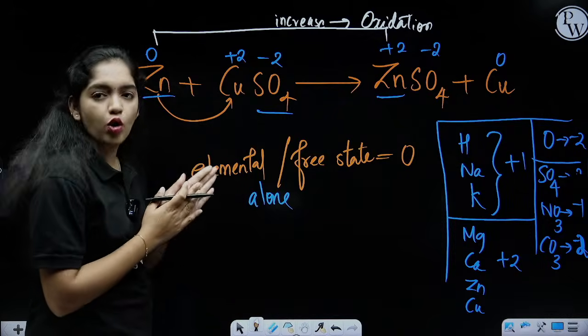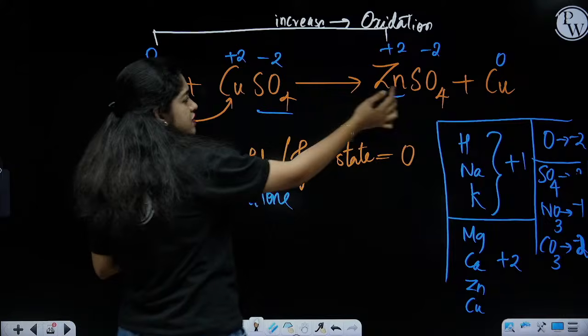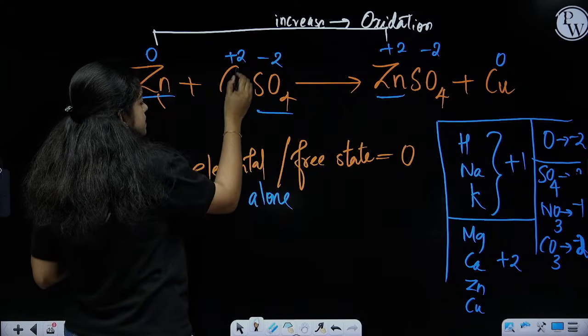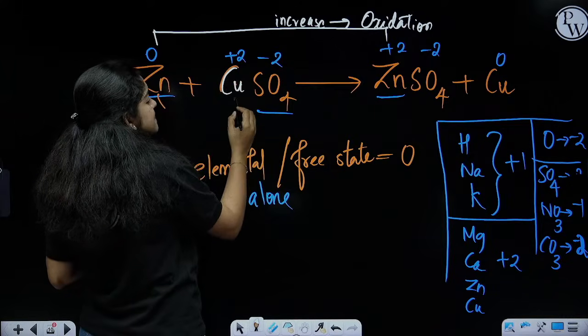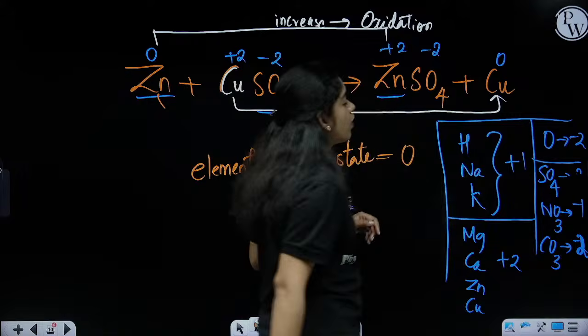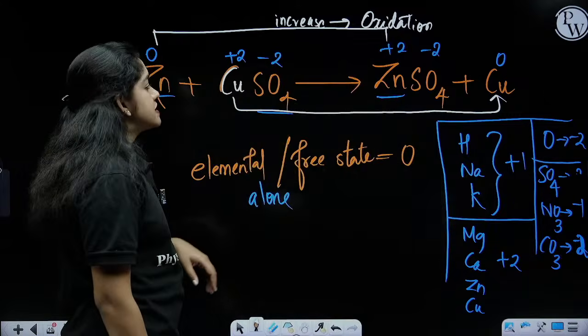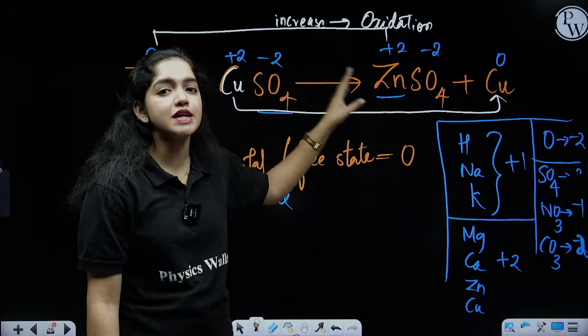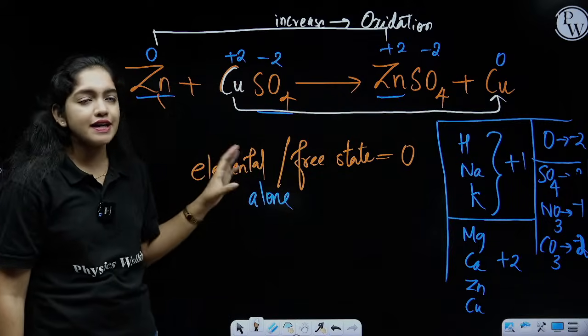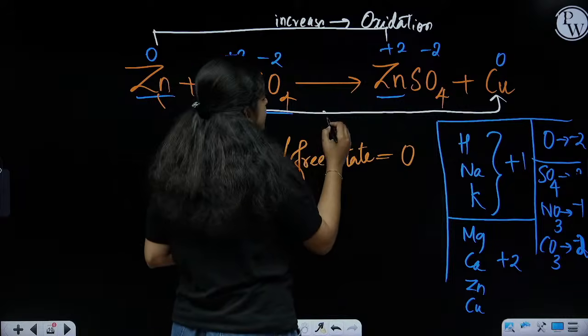Now we can look at the copper. SO4 has no change, it is the same here also. What happened to the copper? This is our copper. Copper is +2. When it goes to the right side, the product, what happened to the copper? It changed into 0. +2 changed into 0. What happened to the charge? The charge decreased. Decrease in the charge is known as what? Reduction.